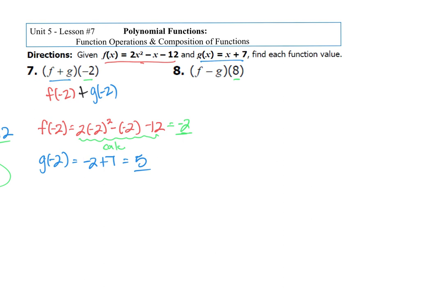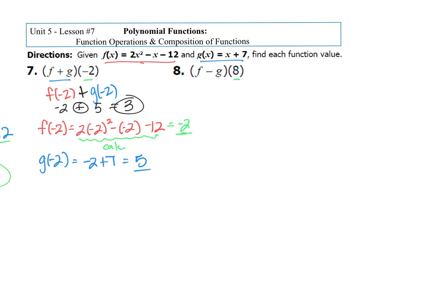So again, we're doing f of negative 2, which we just found out was negative 2. We're adding it to g of negative 2, which we just found out was 5. We're putting them together with addition. So negative 2 plus 5 is 3, and that's our solution. It's a number answer. Now, there's no x's left in this problem, so we don't have to worry about domain restrictions. Okay, so we only have domain restrictions if our answer is in terms of x, which it's not anymore. It's a number answer. All right, so let's continue that on.